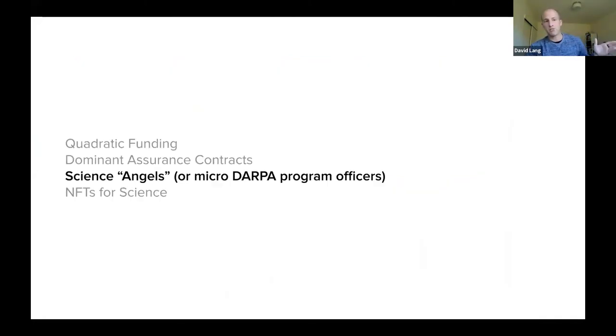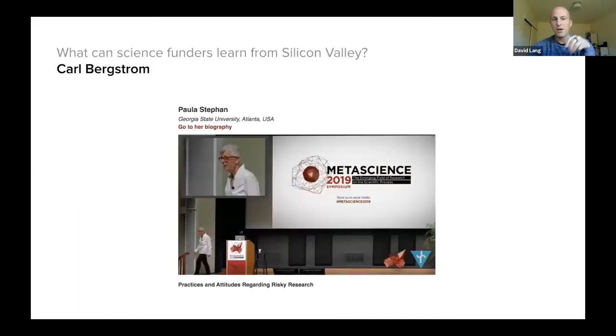And we've tried a bunch of really interesting stuff like quadratic funding. We've explored, can we use NFTs for science? Can we incentivize people in new ways? But the most interesting idea was this idea of science angels. And the idea really came from the Metascience conference 2 years ago, where Carl Bergstrom asked Paula Stephan, hey, we're here at Stanford, we're here in Silicon Valley. What can we learn from angel investors about improving science funding? And she said, that's a really good question.